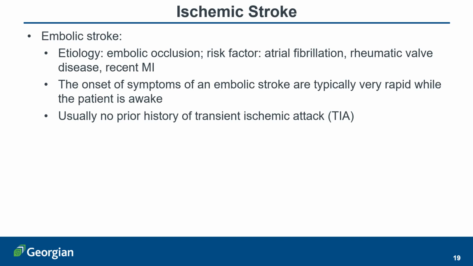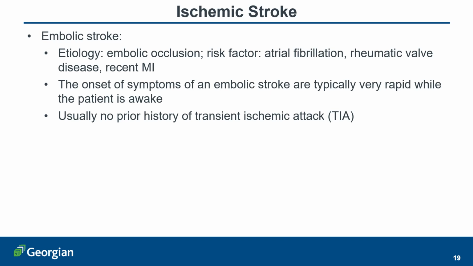For an embolic stroke, as we mentioned, there is an embolic occlusion that typically occurs rather quickly, and the risk factor is atrial fibrillation, so the thrombus forms in the atria, and then it travels into the cerebral vasculature, becomes an embolus, and occludes one of the cerebral arteries. Or that can also occur in the case of rheumatic valve disease or a recent myocardial infarction.